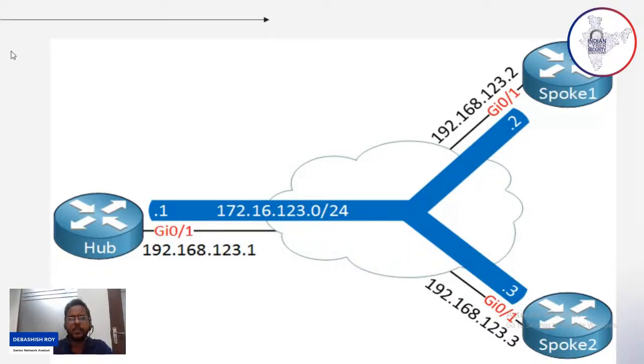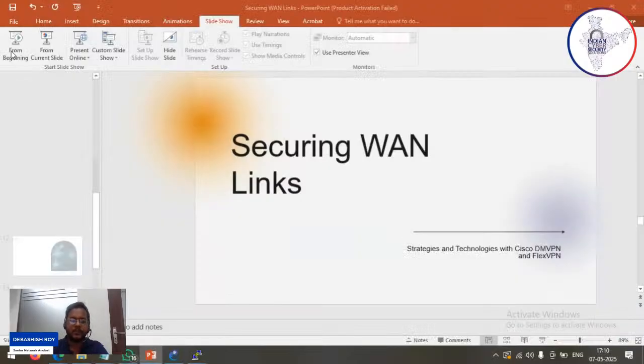So this is the topology that will help you understand DMVPN better. You have the hub router, which has two IP addresses. One is 192.168.123.1, on the gigabit Ethernet port, or in the case of a serial port, it is the NBMA address. The spoke routers are using 123.2 for spoke 1 and 123.3 for spoke 2. These are all the NBMA addresses. In the case of the tunnel, the hub interface is 172.16.123.1, spoke 1 is .2, and spoke 2 is .3. So that is the tunnel interface. There we have two types of IP addresses.